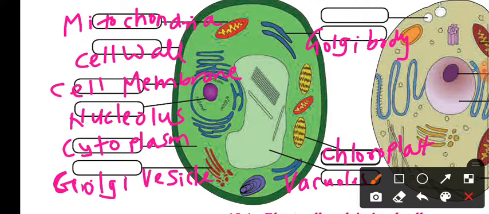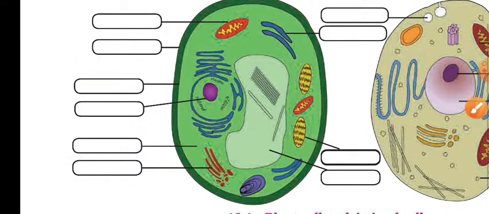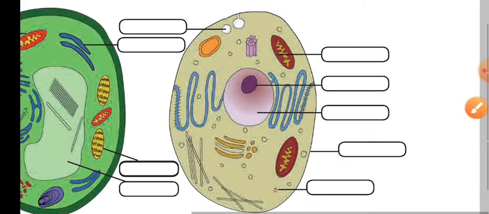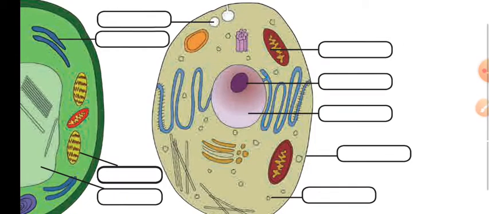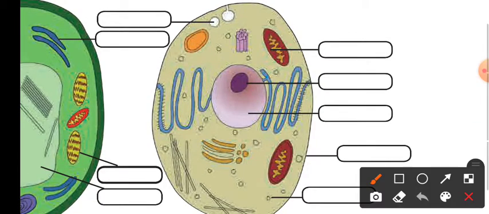Now we will go to the next one, that is the animal cell. In that also we will see the parts first and then go towards the further details they have given. So if we have to write, we will begin with it. The first one is pinocytic vesicles. This one is pinocytic vesicles.